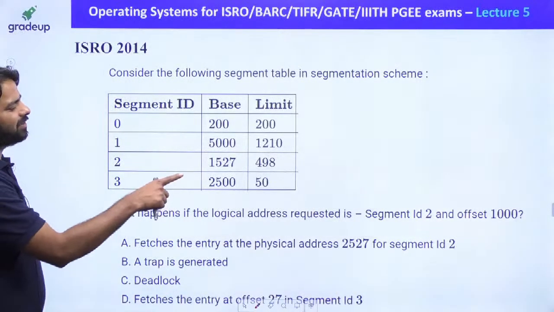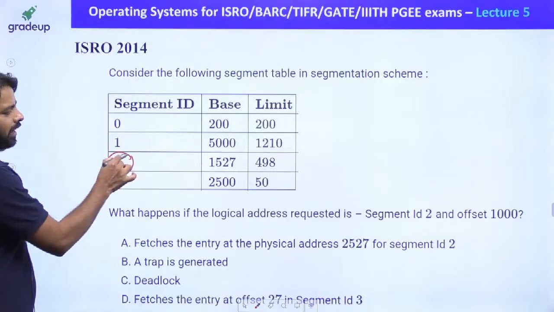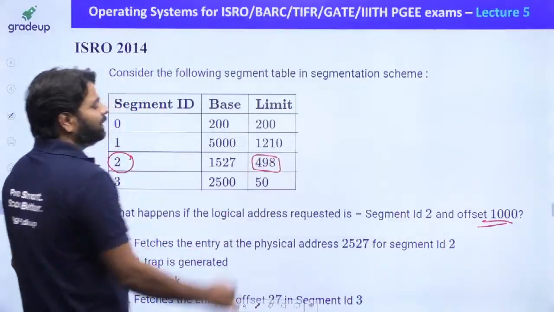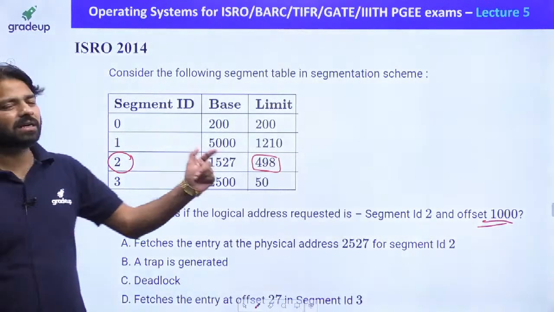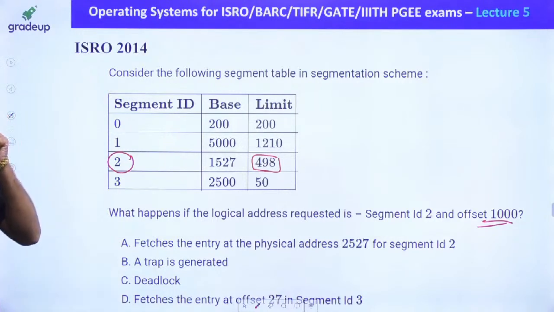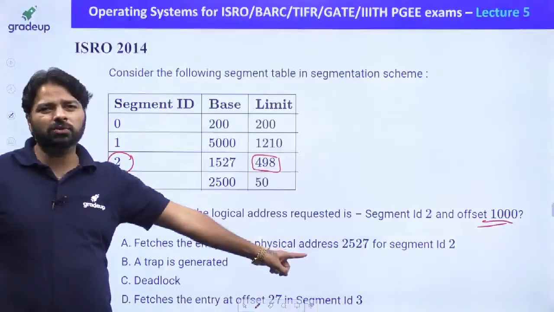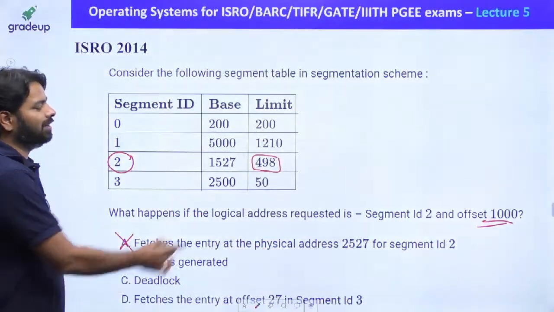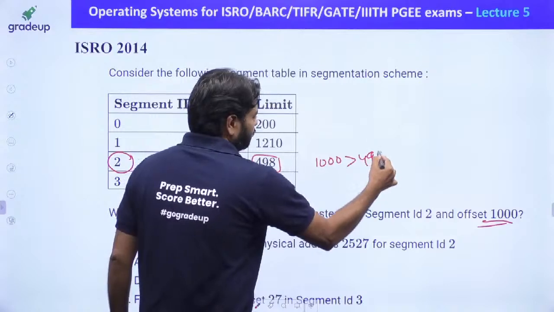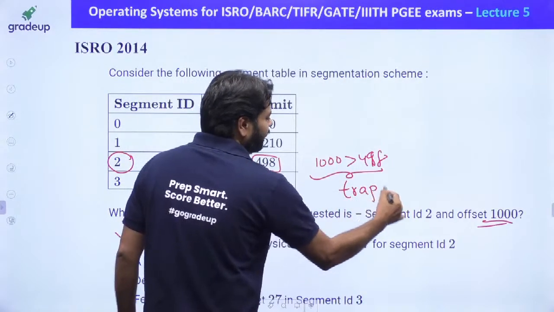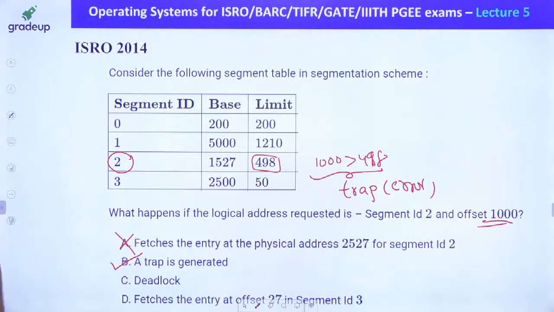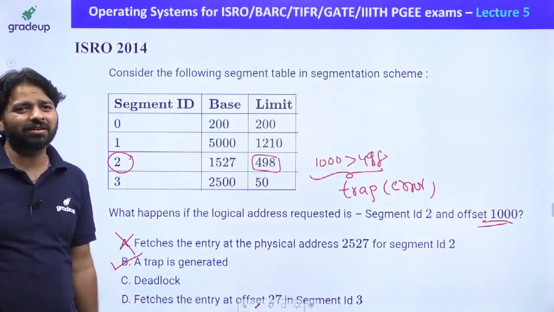What happens if the logical address requests segment ID 2 but offset is 1000 but limit is 498? What happens? When the offset crosses your limit, what happens in this segmentation? Which option is right? Can it access 2527? No, it will not allow because you have a limit. It is called a trap. It's going to generate an error. A trap is generated. It's not called a deadlock, you know that.